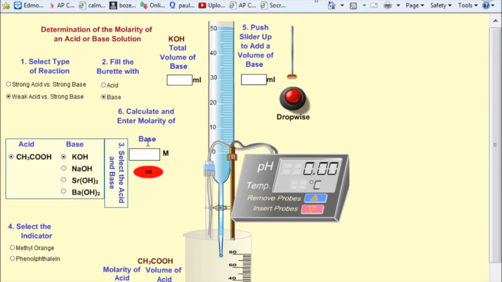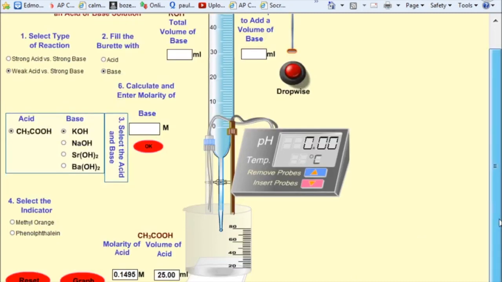I need for you to pause the video right now and write a balanced chemical equation between that weak acid and that strong base, before we add anything. You can pause the video to do that. I will not stop right now.